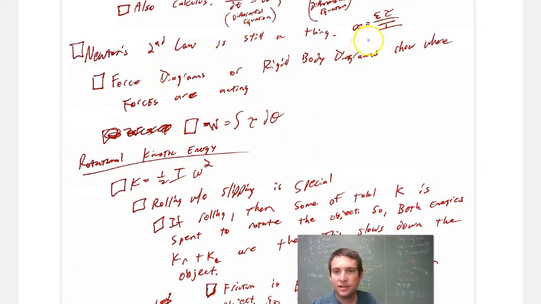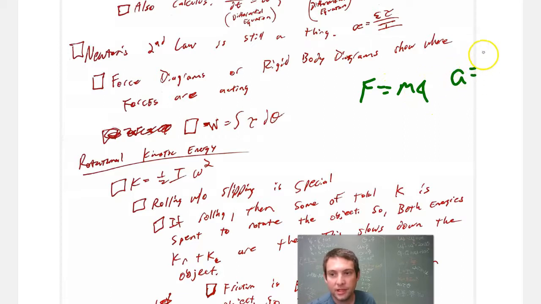Newton's second law is still a thing. Alpha equals net torque over I. So just like F equals ma, or better yet, a equals F net over m. That's the correct version of Newton's second law. Torque equals rotational form of mass times rotational form of acceleration.